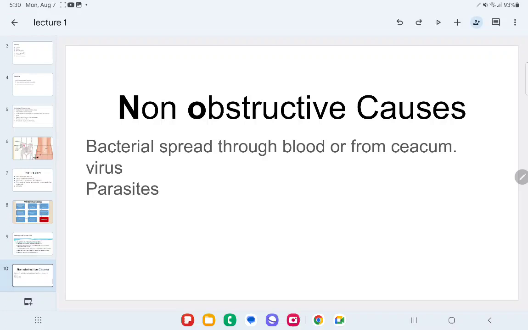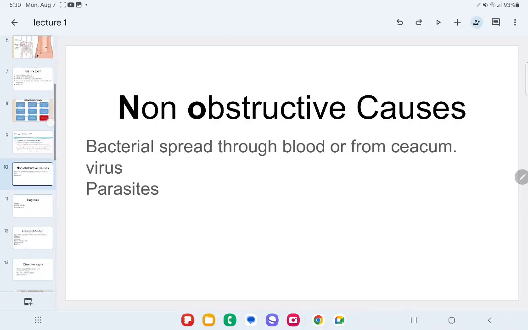Non-obstructive causes, as we said: bacteria spread through the blood, either hematogenous or from the cecum. Viruses can cause inflammation. This is why you find it in children who are having repeated tonsillitis, and the lymphoid tissue of the gastrointestinal tract will be affected, and if it affects the appendix, it will cause some sort of obstruction and catarrhal appendicitis. Parasites, as we've mentioned, Oxyuris is the commonest.